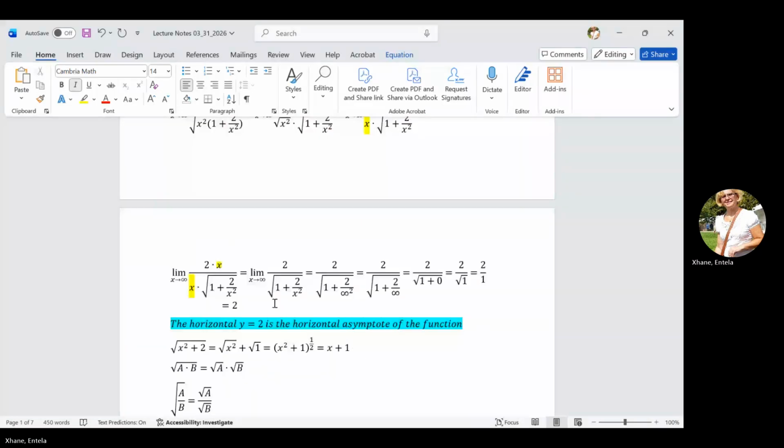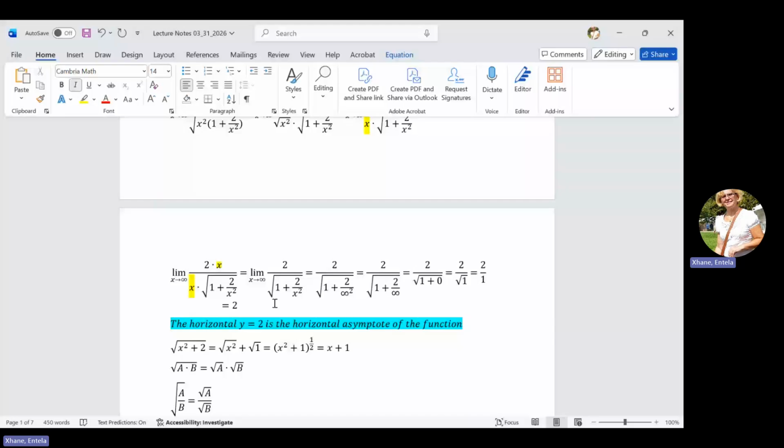Okay, so it's 2 over square root of 1 plus 2 over x squared. So we are replacing x by infinity. That becomes 2 over square root of 1 plus infinity square is just a fast-paced growing, becoming larger. So therefore, can be replaced again by infinity. It's just fast-paced going to infinity.